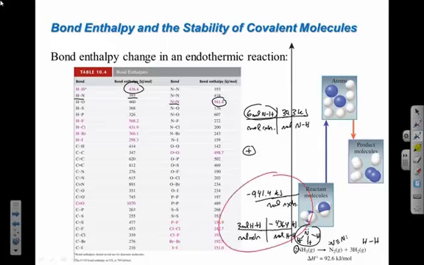Add that all up, subtract it from the total energy being absorbed, and in this case the net happens to be positive. So overall, this is an endothermic reaction because it's absorbing more energy from the surroundings to break the bonds initially than it is releasing when the new bonds form. Questions about that?